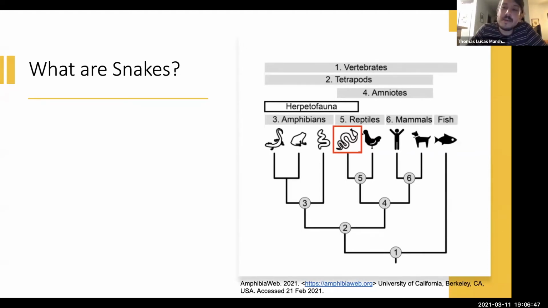So one thing that might not be obvious, or we might not think about a lot, is that humans and snakes have some things in common. We do share some common ancestors from the past.